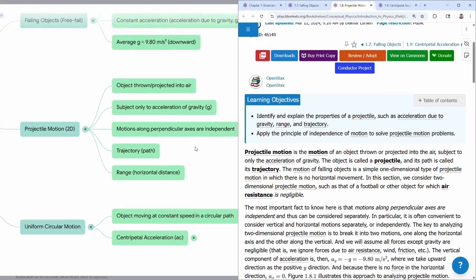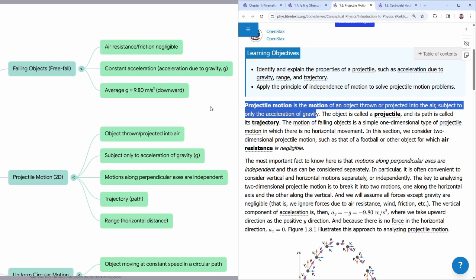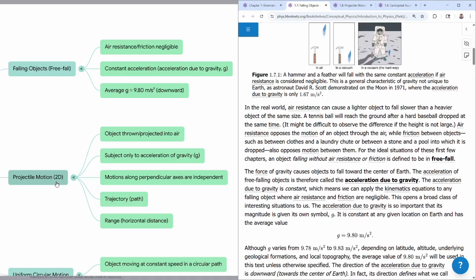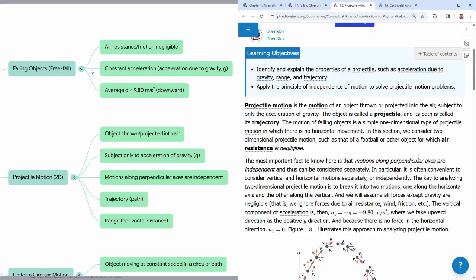There's a lot of overlap between free fall and projectile motion. In fact, you can think of free fall as an example of projectile motion where you don't have to worry about horizontal motion. They are both occurring under acceleration due to gravity alone. We are ignoring air resistance.